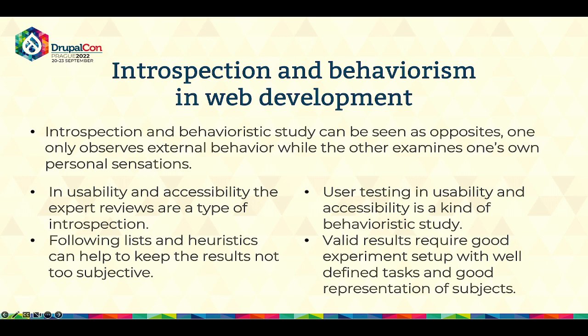And in a way, we have these two ways of looking at usability and accessibility today. For usability and accessibility, expert reviews are done by introspection. So the expert follows a certain set of instructions or a certain method and tries to identify what the problems or issues with usability or accessibility are. And it's important to keep different heuristics and different methods so that the result is not too subjective.